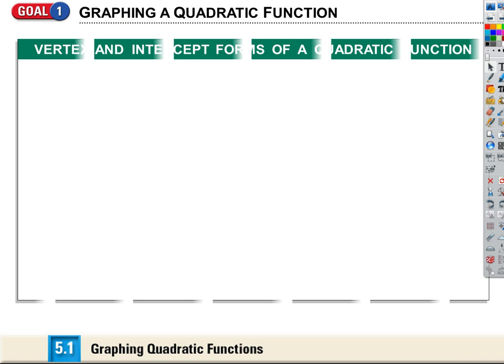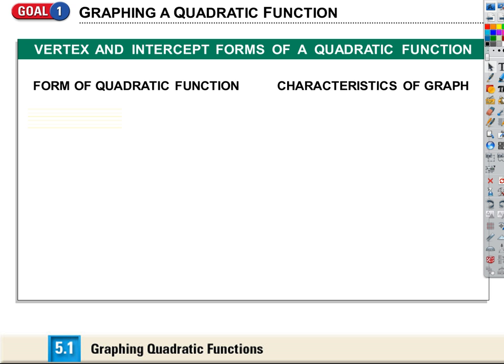Okay, so that's how we graph or sketch a parabola when the quadratic function is written in general form. There's two other forms. You've got to be familiar with all these. We're going to use all these a lot. One of these is called vertex form. The reason it's called vertex form is because it uses the x and y coordinates of the vertex right in the function. This ought to look pretty familiar.